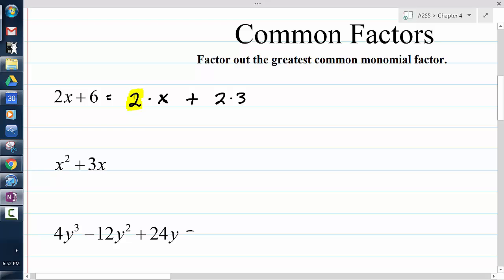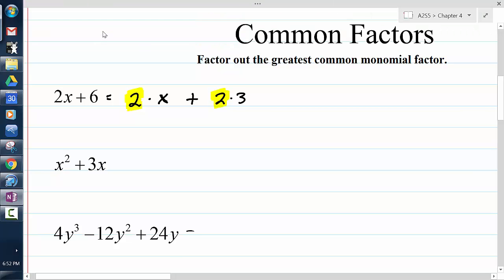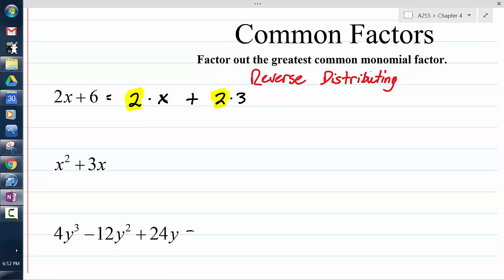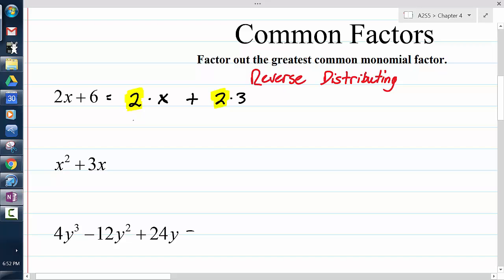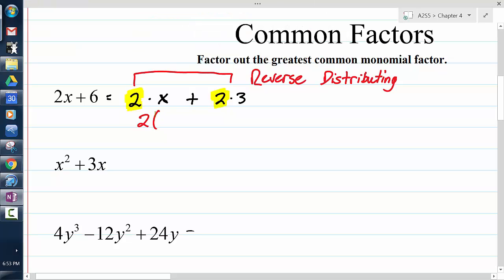Notice they both share a 2, right? So since they both share a 2, I like to do what I call reverse distributing. You know when you distribute a 2 into something and you multiply by everything inside the parentheses? In this case, I'd like to take the 2 out, and whatever's left is left inside. So ultimately I took that 2 out of the parentheses to end up with the 2 outside here.